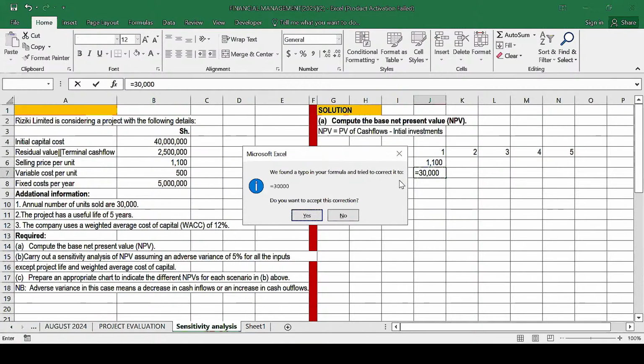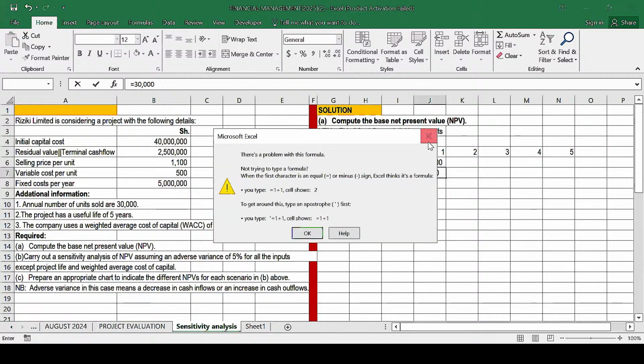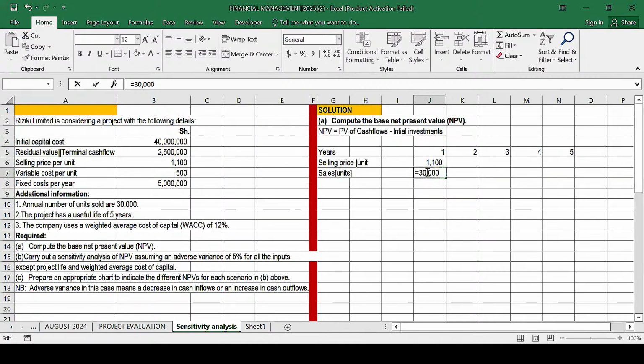Okay, so you can see, once I type that figure, we are told there is a typo, a typing error. What is the problem? Who can tell us why we are told there is a typing error? Whenever you're typing a figure within Excel, never use a comma. Never use that comma. So we need to do away with this comma here. That's why we are told that there is a typing error. Okay, so after that, we also need to have these other costs. So we need to have the variable cost per unit.